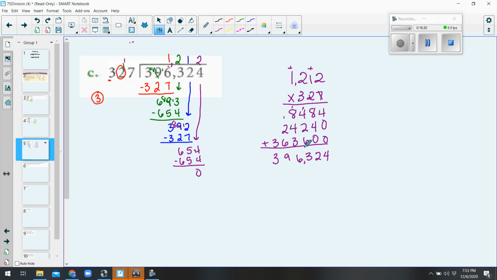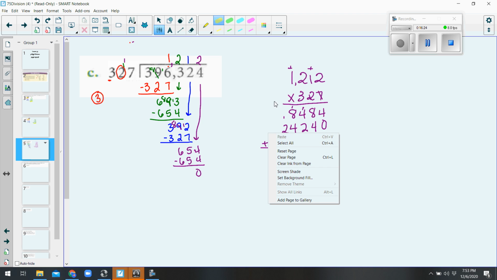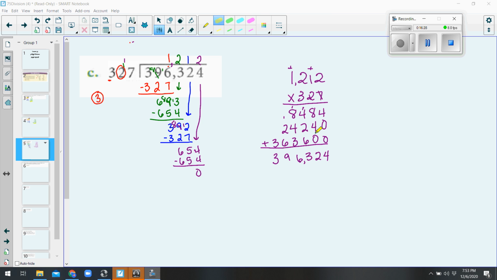So my answer here should be my dividend inside the house, and it is 396,324. So my quotient of 1,212 is correct.